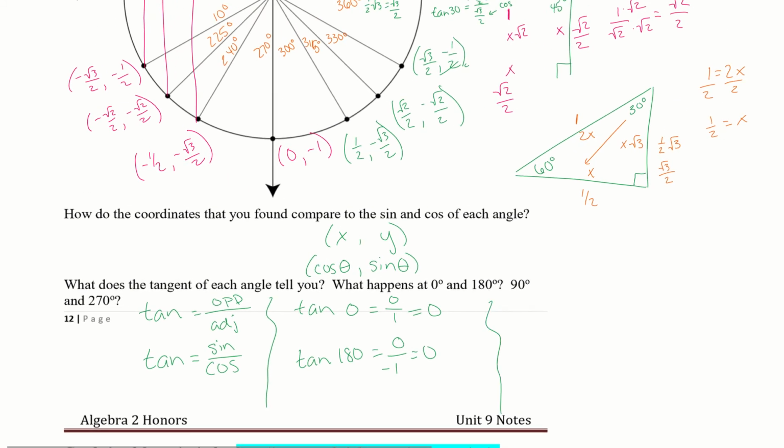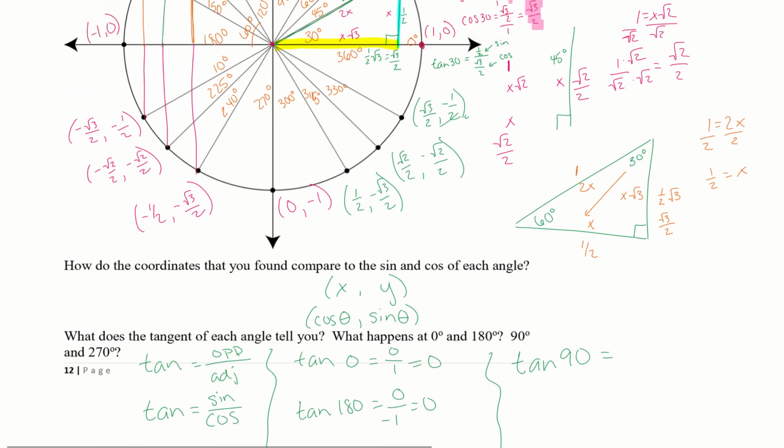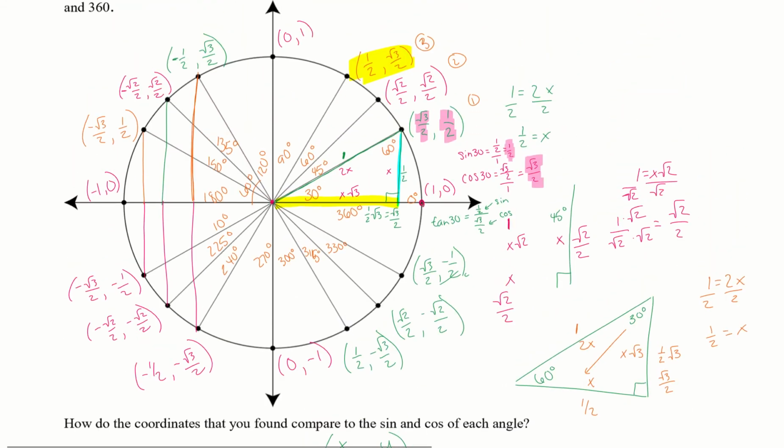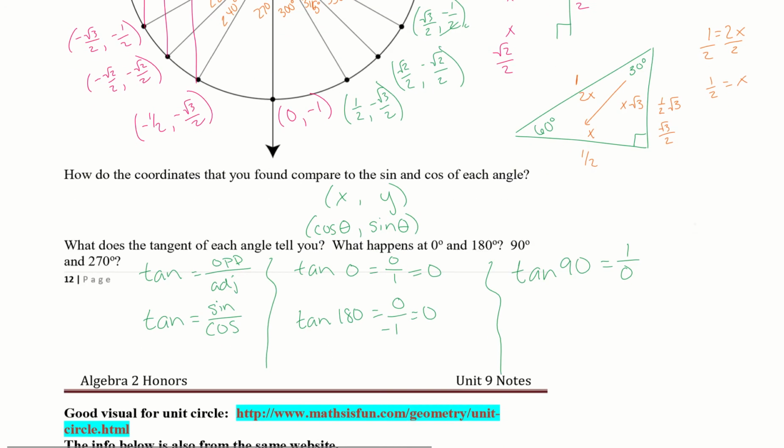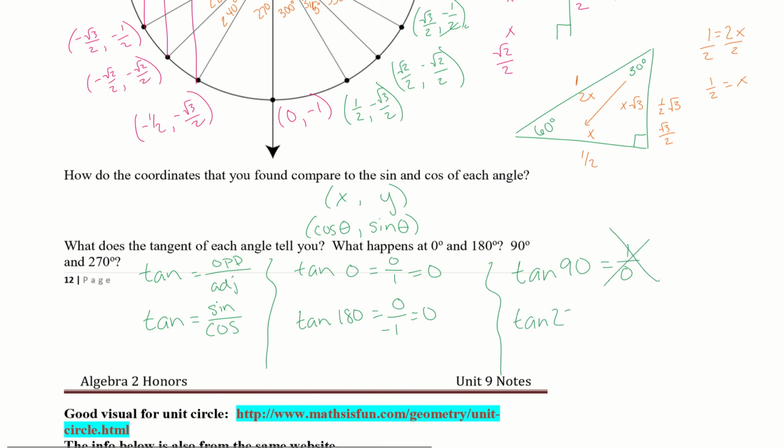Let's take a look at 90. So tangent of 90, when I'm at 90, my sine, which is my y, is at 1, and my x, which is cosine, is at 0. So we can't do that, so that's not something we can do. Let's go ahead and check out tangent of 270. So this time I have negative 1 over 0. Once again, something we can't do. So the tangent in 90 and 270 is undefined.